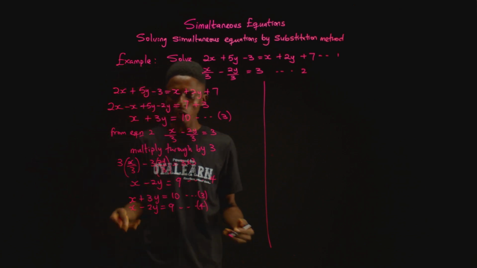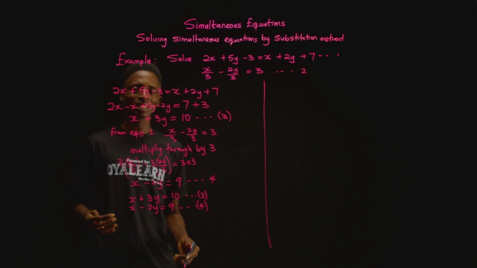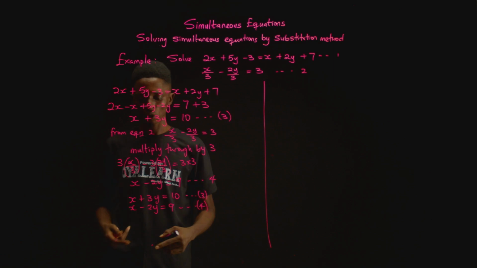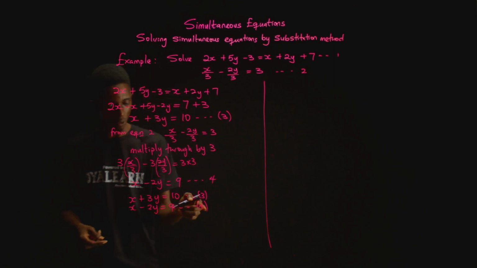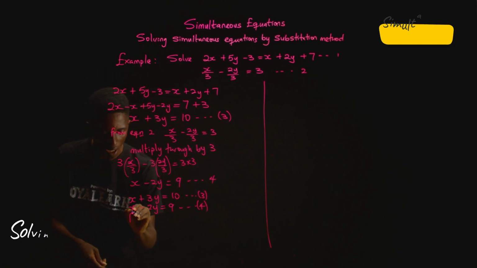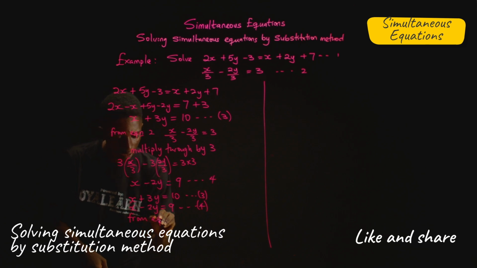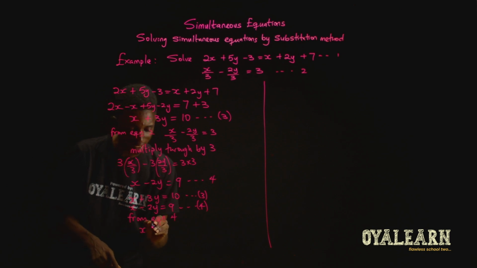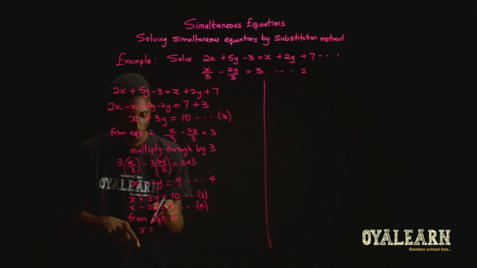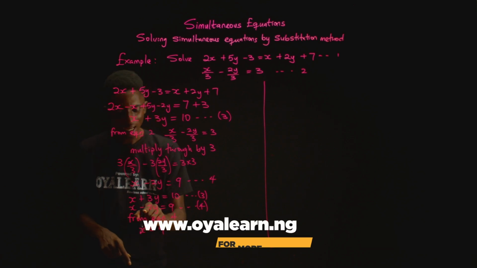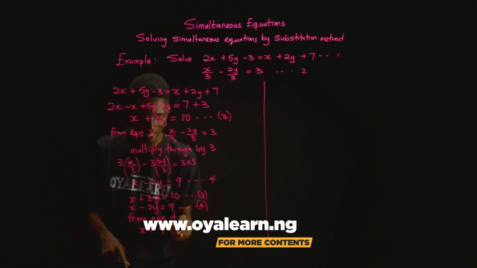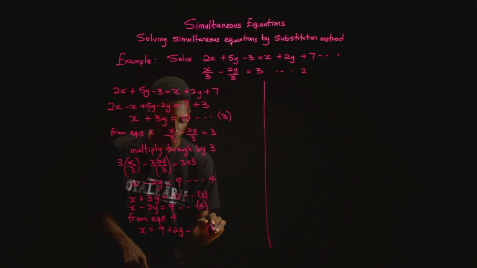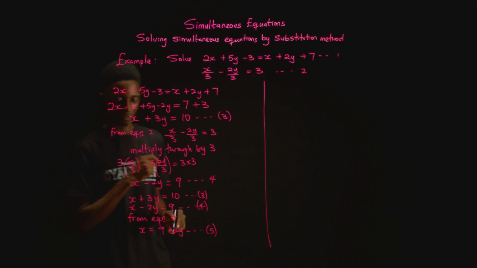Now, in this case, to solve it simultaneously, we make x the subject of the equation in either equation 3 or equation 4. So I will go with equation 4. So I will say from equation 4, I can write it to say x equals, now I have 9, and when minus 2y crosses the equality sign, it becomes plus 2y. And this becomes our equation 5.